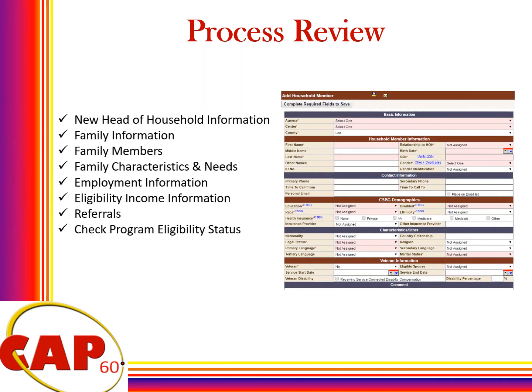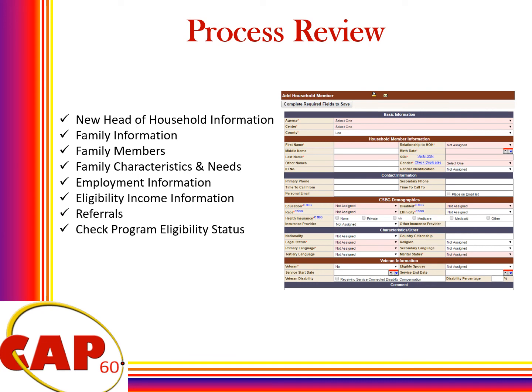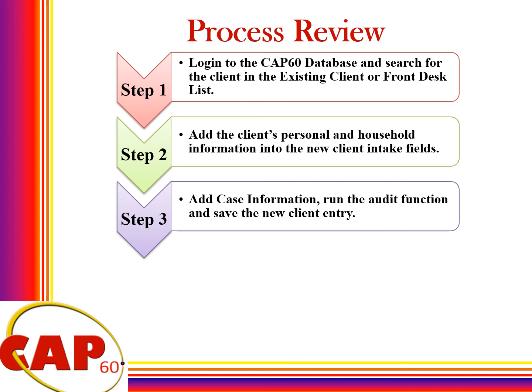This process includes adding the new head of household information, the family information, family members, family characteristics and needs, employment information, eligibility income information, referrals, and of course checking the program eligibility status of the household. Step 3. Add case information, run the audit function, and save the new client entry. This part of the process will be reviewed during Part 2 of the client intake training. This is a review of Part 1 of the client intake process.